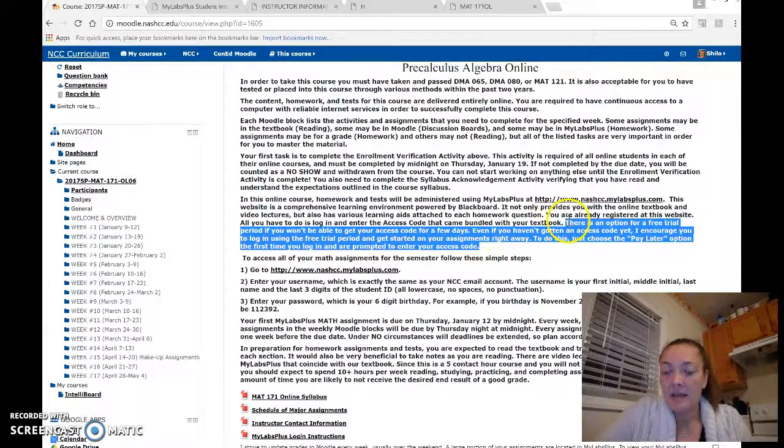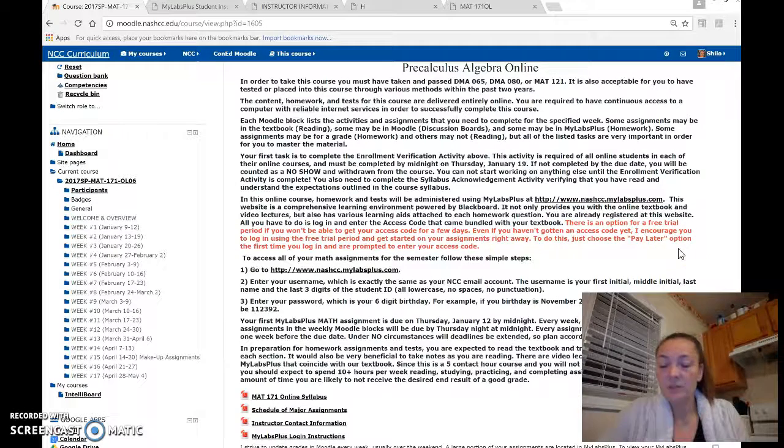We had an assignment that was supposed to be due on Thursday in MyLabs Plus. It was the diagnostic test. We've run into a couple of problems with it. A few people were having, first of all, some problems getting logged into MyLabs Plus. We were having some browser issues. And then also we found out that TestGen is not compatible with all the browsers. The diagnostic test was uploaded in TestGen.